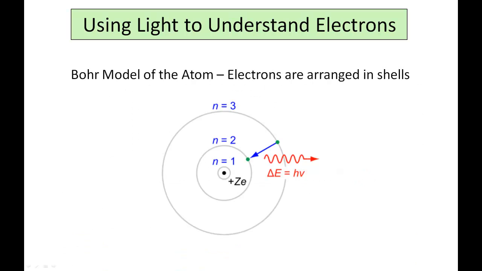Niels Bohr took the idea of Planck and theorized about the atom. He said that electrons are found in shells. When an electron is found at its lowest energy level state, it's called the ground state. And when that electron gains energy, it jumps up to an excited state. That electron is not stable in that excited state and will fall back down into its ground state. As it does so, it will release energy in the form of hv. The h represents Planck's constant, 6.6 times 10 to the negative 34th, and the v represents frequency.